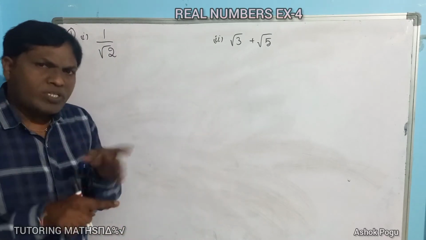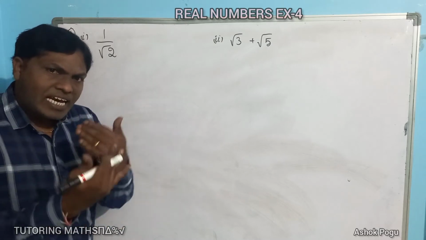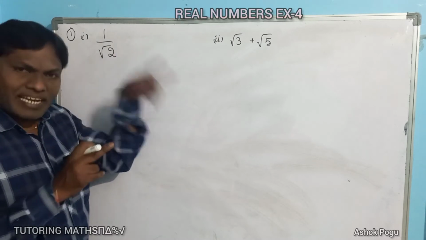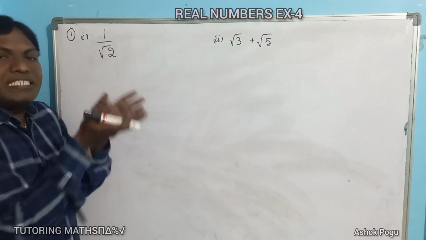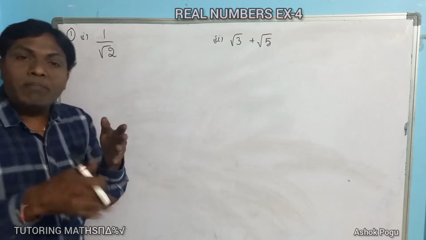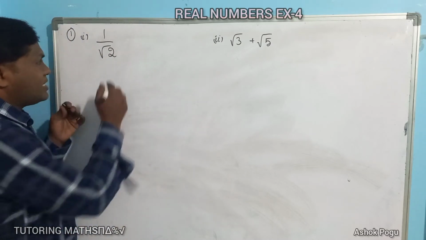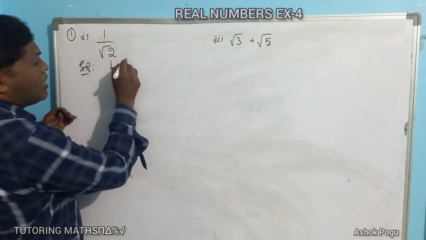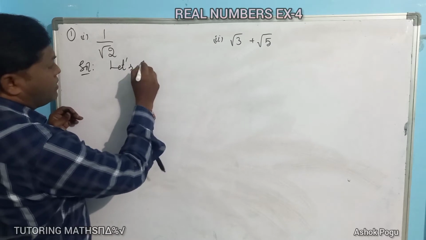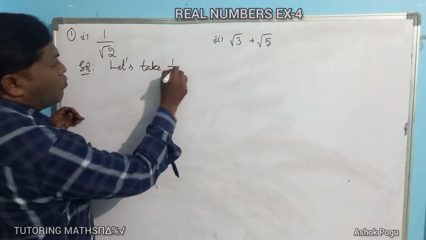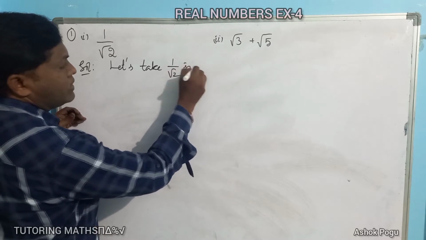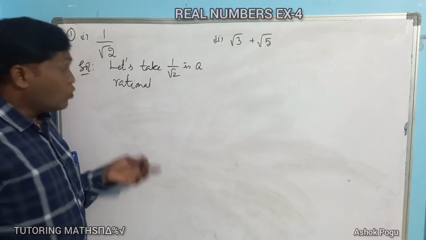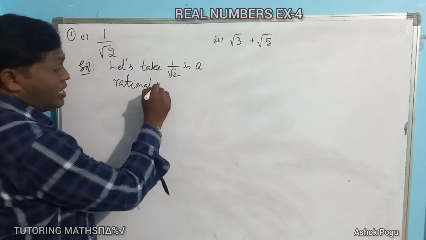Okay, if you want to prove that it is irrational, let us take a reverse approach. You take the given number and assume it is a rational number. So let us take the solution: let us suppose 1 by root 2 is a rational number.